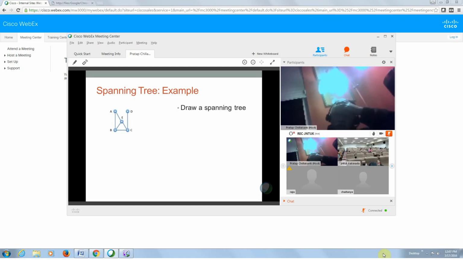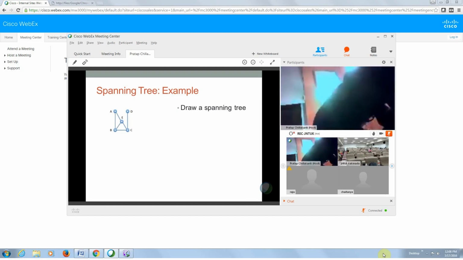Remember, you cannot draw a minimum spanning tree there. I did not give any weights. It's just a spanning tree. Whoever gets the answer first can put it in the chat. Just take 3 minutes.